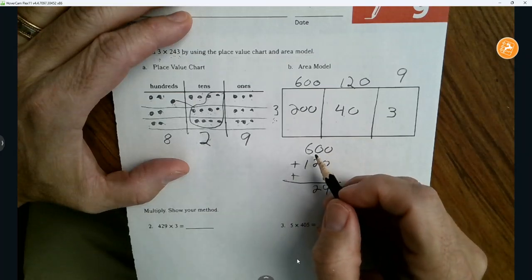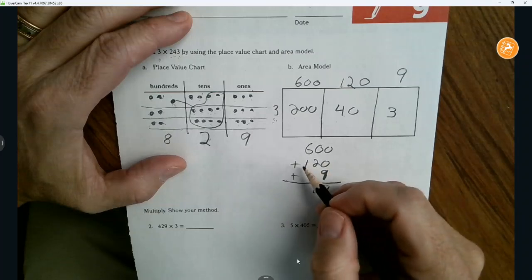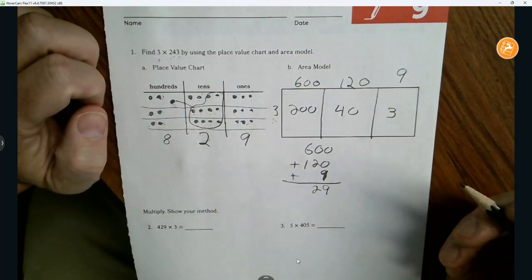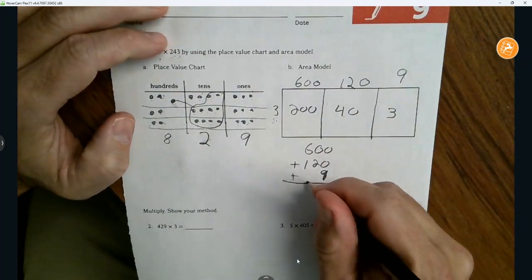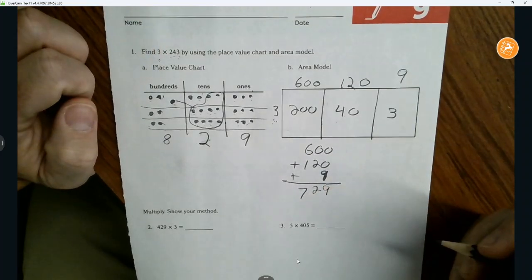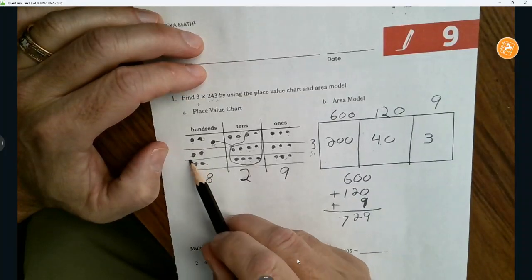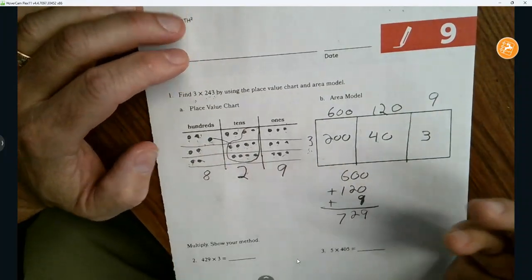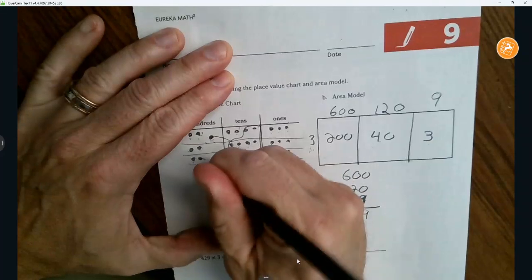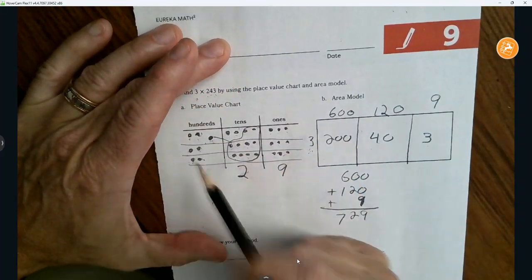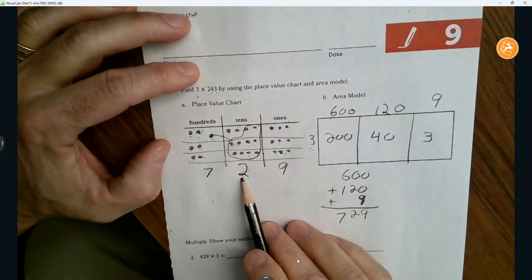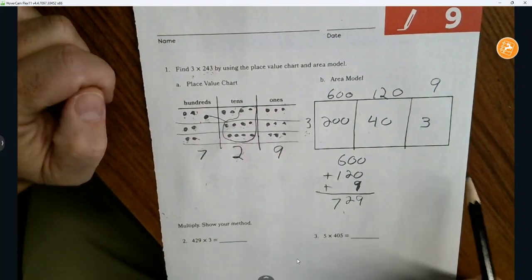And 6 plus 1, uh-oh. It looks like we have a problem. That's only 7. Okay, let's go back over here. 1, 2, 3, 4, 5, 6. Oh, 7. Oh, I miscounted. See, it's good that we checked that. So we found our mistake. So 7, 729. They're the same now.